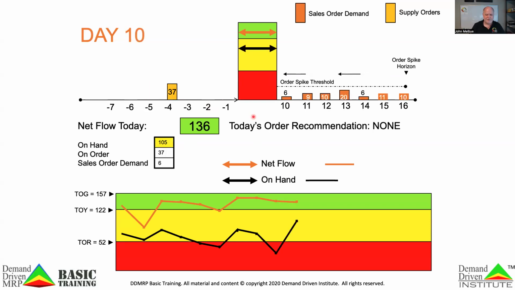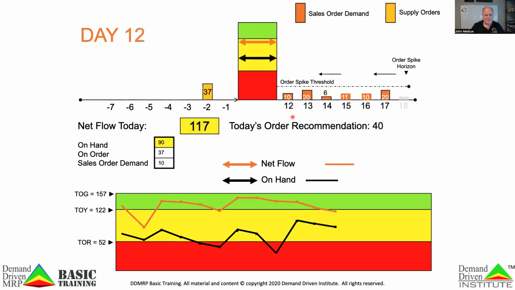Day 10, net flow is still 136. We can see our on order is only 37. We have no spikes, so the only consideration we have for sales order demand is today's shipment. Day 11, still the net flow is in the green, so we don't place an order. Our on hand is at 99. Sales order demand, again, no spikes coming in, so sales order demand is 9.